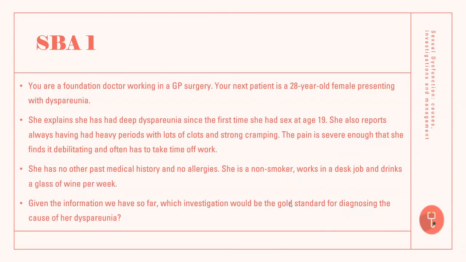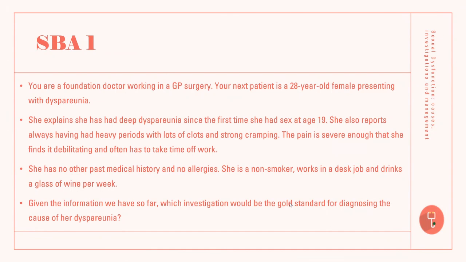So if we look at number 1, you're a foundation doctor working in a surgery. Your next patient is a 28-year-old female presenting with dyspareunia. She explains she has had deep dyspareunia since the first time she had sex at age 19. She also reports always having had heavy periods with lots of clots and strong cramping. The pain is severe enough that she finds it debilitating and often has to take time off work. She has no other past medical history and has no allergies. She's a non-smoker, works in a desk job, and drinks a glass of wine a week.